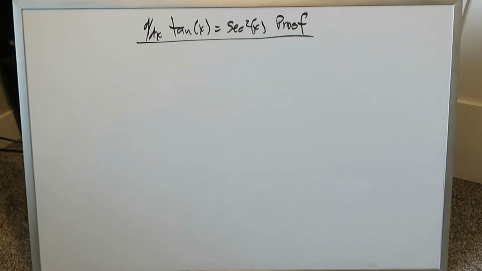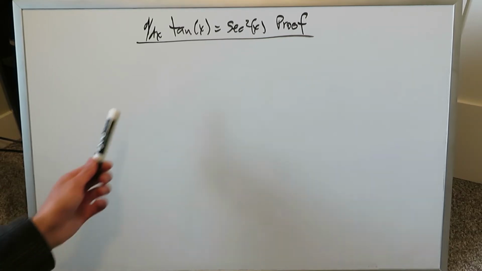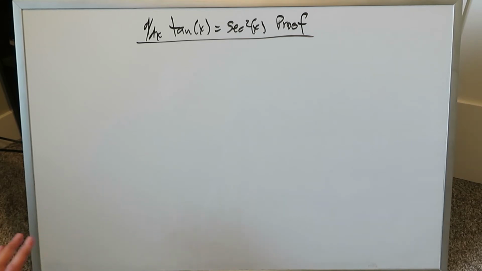I think perhaps more interesting than anything, even more so than the sine x and the cosine x derivative derivations, is that of the tan x. We know the derivative of tan x is equal to secant square x. With that, I welcome you to this video.